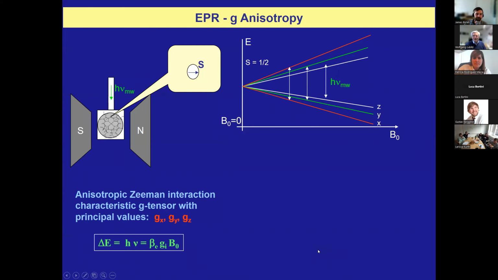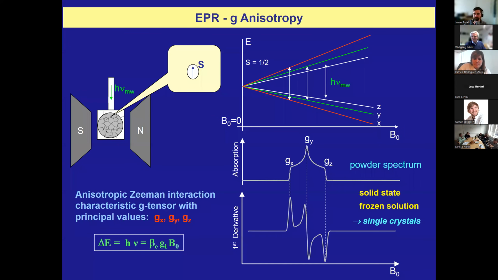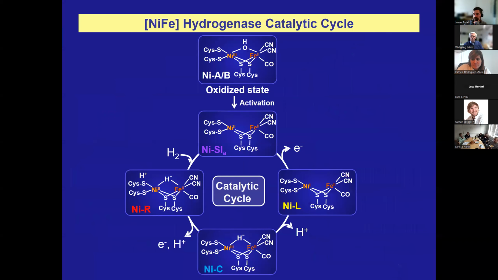Okay, so back to this problem. Single crystals I mentioned, and also that one can measure in whole cells. That is a sensitivity problem in the end. And one can go to higher fields to increase the Zeeman resolution. So there are a few examples from nickel-iron hydrogenase, and then I come to the iron-iron hydrogenase.